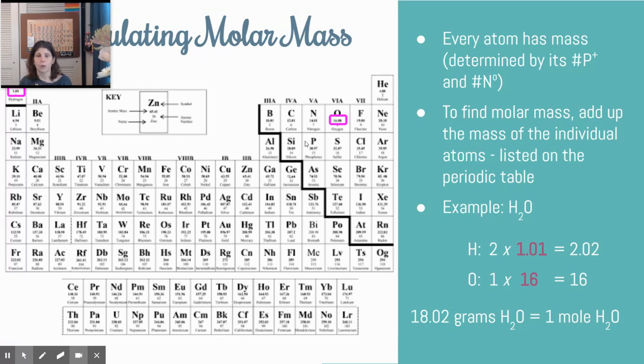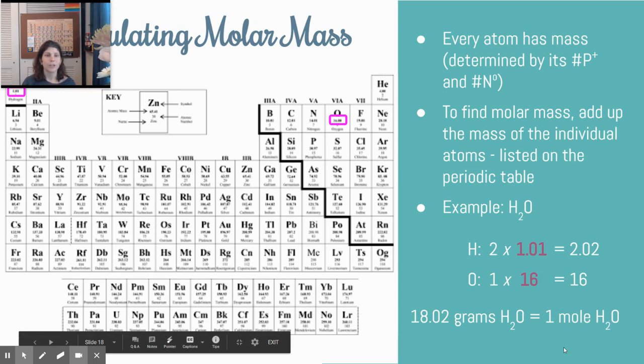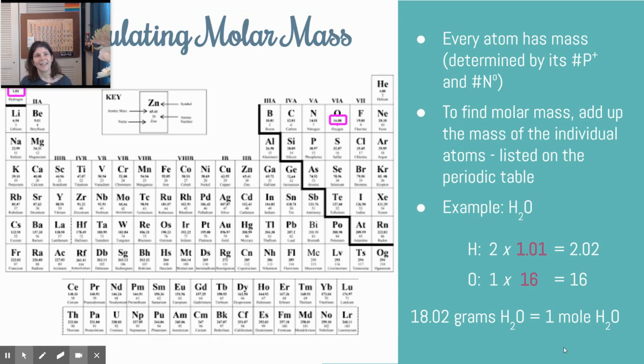When we come back, we're going to use molar mass, this right here. Notice it's an equivalency statement, so we can use it to write conversion factors. And that's what we'll be doing in the next screencast.